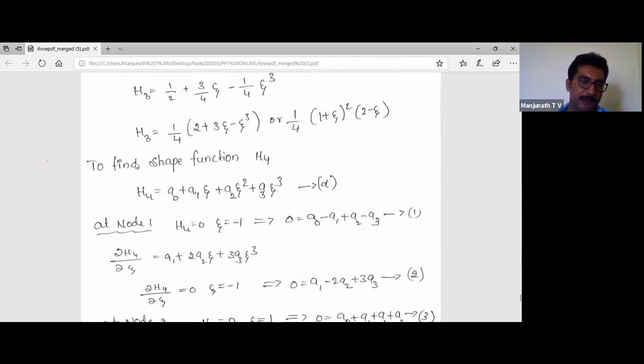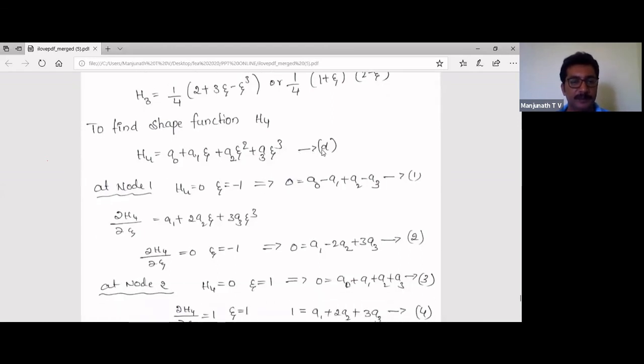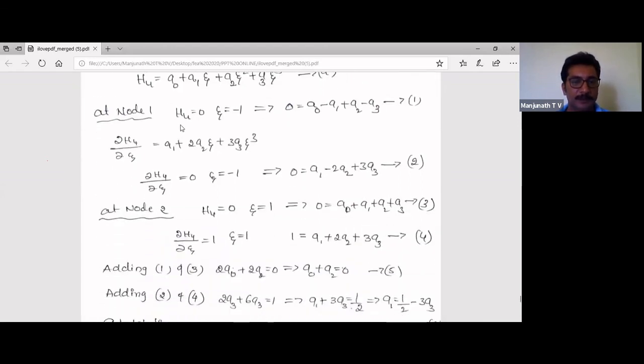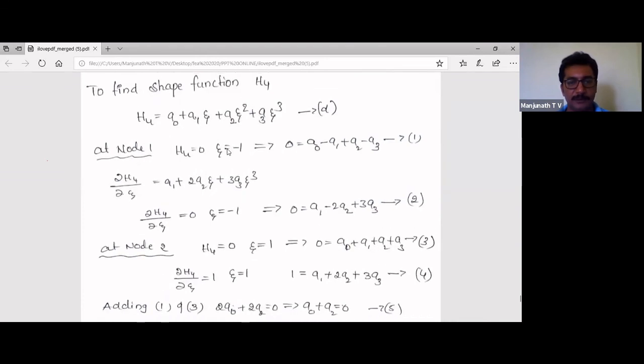Similarly, we use the same procedure to find the shape function for h4. Consider the polynomial equation up to third order. At node number 1, we consider the value of h4 and the zeta value, and if you substitute in the polynomial equation, you get equation number 1. Similarly, for the value of dou h by dou zeta at node number 1, it is 0 and the zeta value is minus 1, with the differentiation of dou h by dou zeta given by an equation like this.